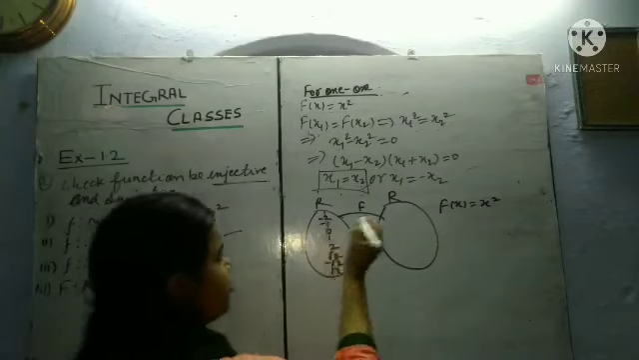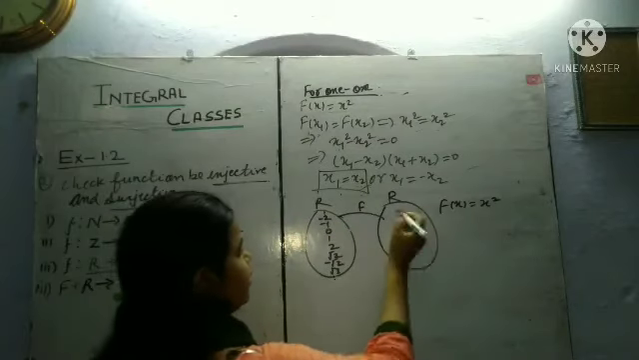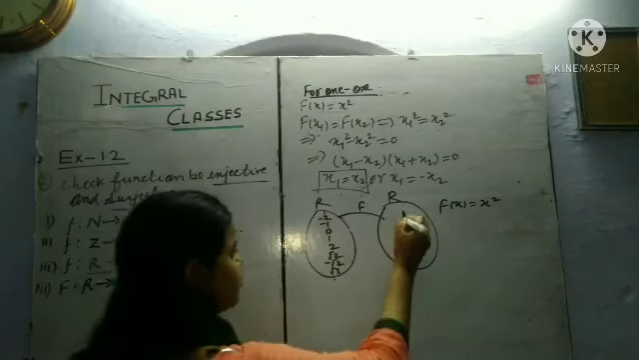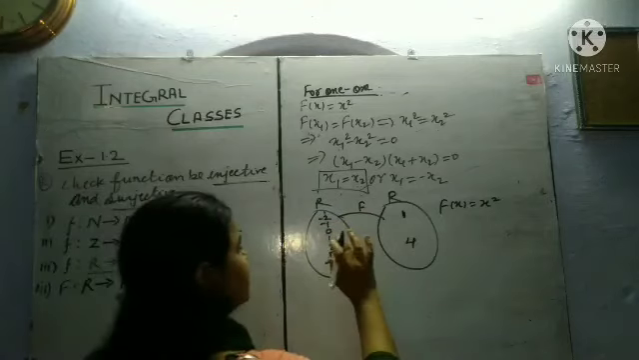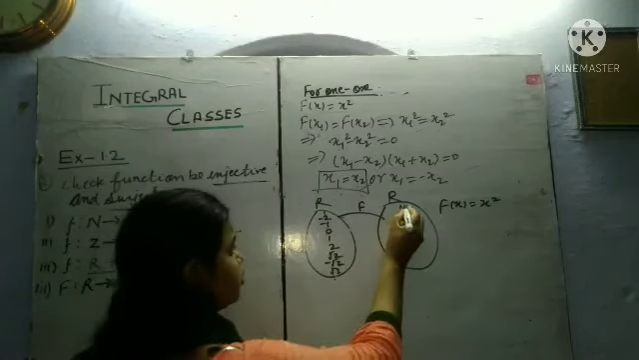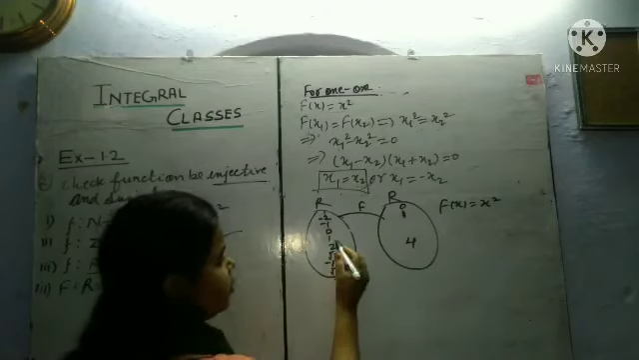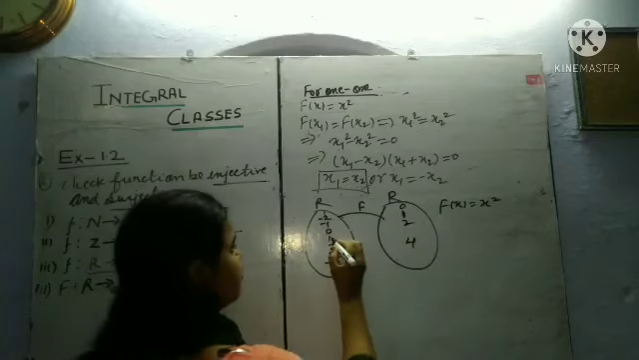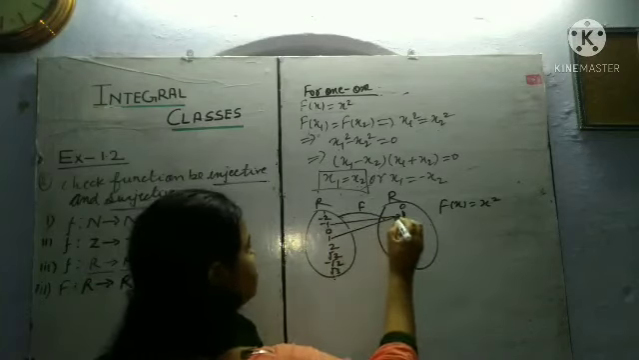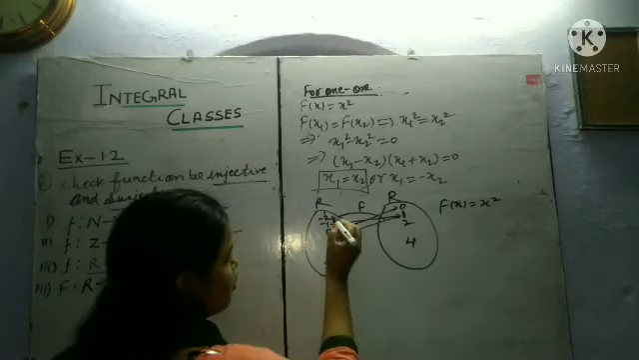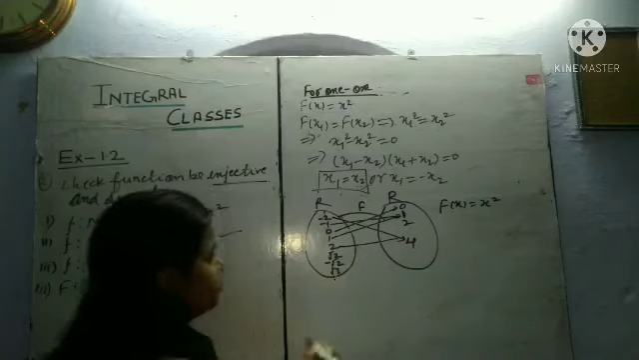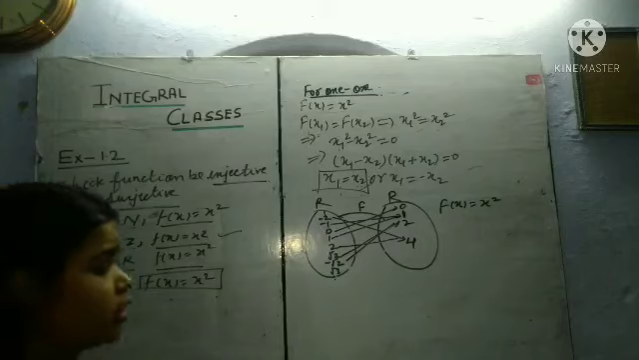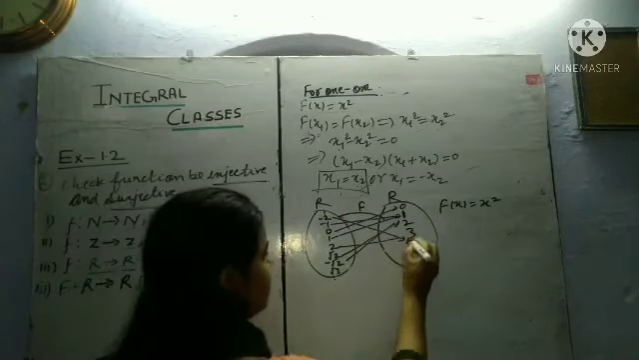Now we will put x equal to -2, then we will get 4, and for 1 we will get 1. Then we will get -1 put, then we will get 1, 0 and 0. If we put √2, then we will get 2. So 1 and -1 have the same image, 0, 0, -2 and 2 have the same image, and √2 and -√2 have the same image.